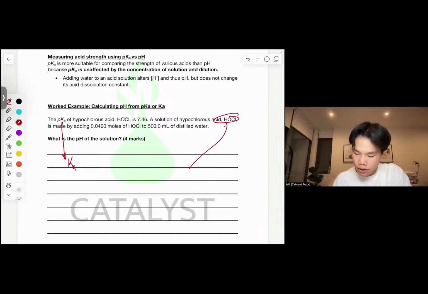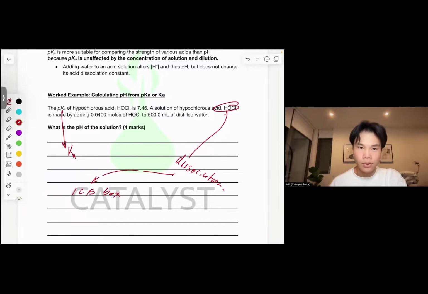Write out your dissociation of HOCl. Use an icebox, inserting in the starting and end values of concentrations, using X to show the unknowns, and then solve for X using your small change assumption. What's the small change assumption? Why does it work?